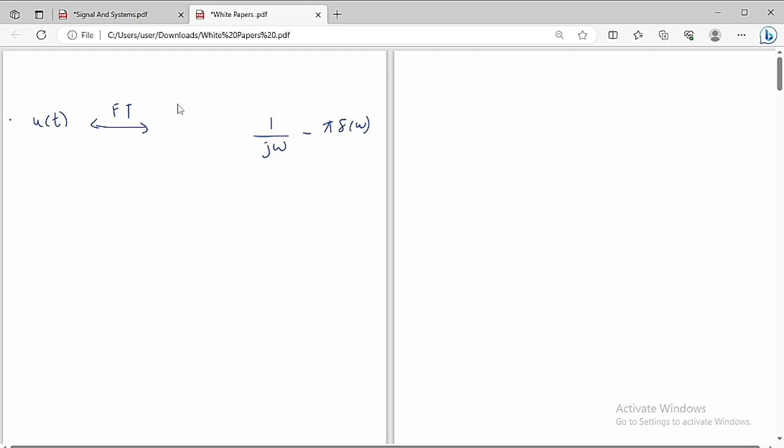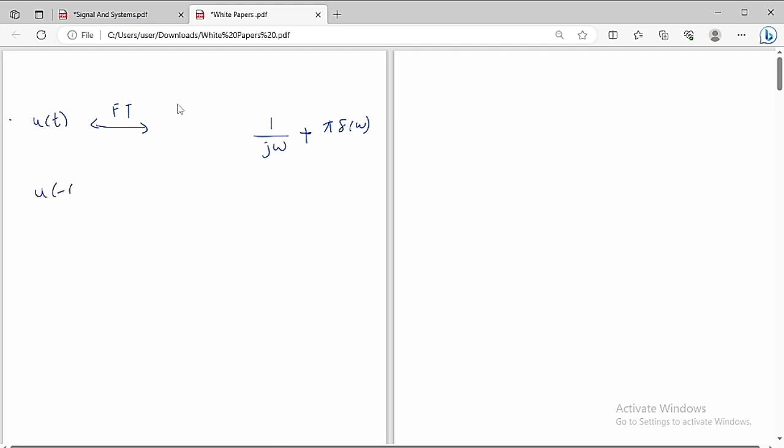So finally, for u of t, the Fourier transform is very simple. Listen carefully, this is a plus only. Just now I have checked it. So this is the formula: 1 by j omega plus pi into delta of omega. So this is what we are going to get.